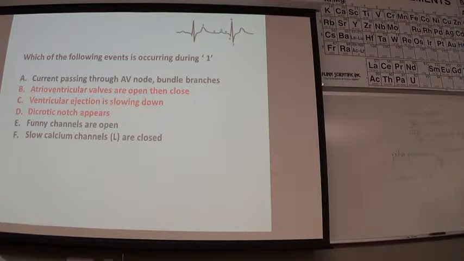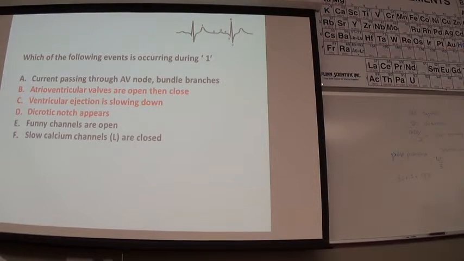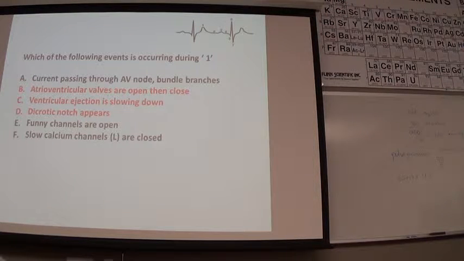The dicrotic notch would appear. Are the funny channels open? Not yet. So what happens? Here's our P wave. The SA node has fired, that's why we get the P wave, right? And that action potential occurs, and then this entire time, funny channels are open until we get to threshold and another P wave.